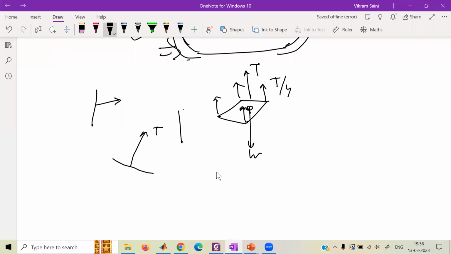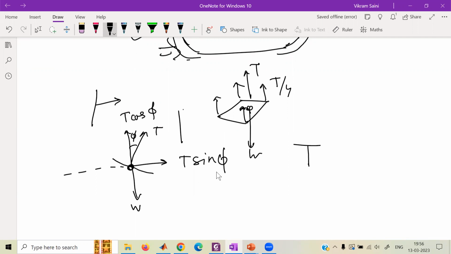One component, let's say you tilt it by angle phi. So it will be T cos phi and it will be T sine phi. The T sine phi component is giving it the translation motion in one of the directions. And let's say you maintain the height. So you maintain the height, it means you don't lose the vertical force. So T cos phi is going to balance the weight always, right? So what will be T?